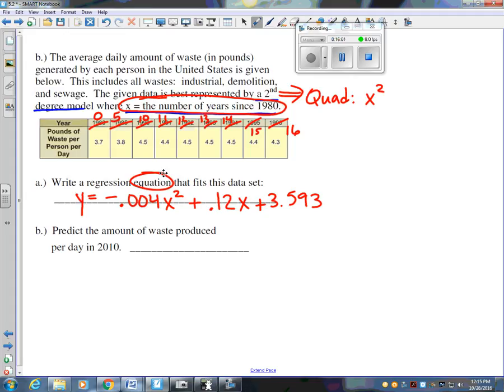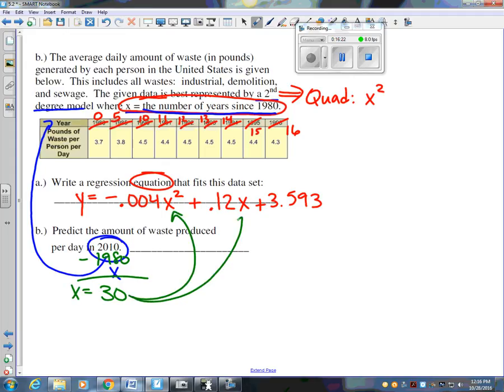B says, predict the amount of waste produced per day in 2010. Well, 2010 is a year, so that's an x value. But you have to make sure you do the number of years since 1980. So let's subtract 1980, and you get 30.